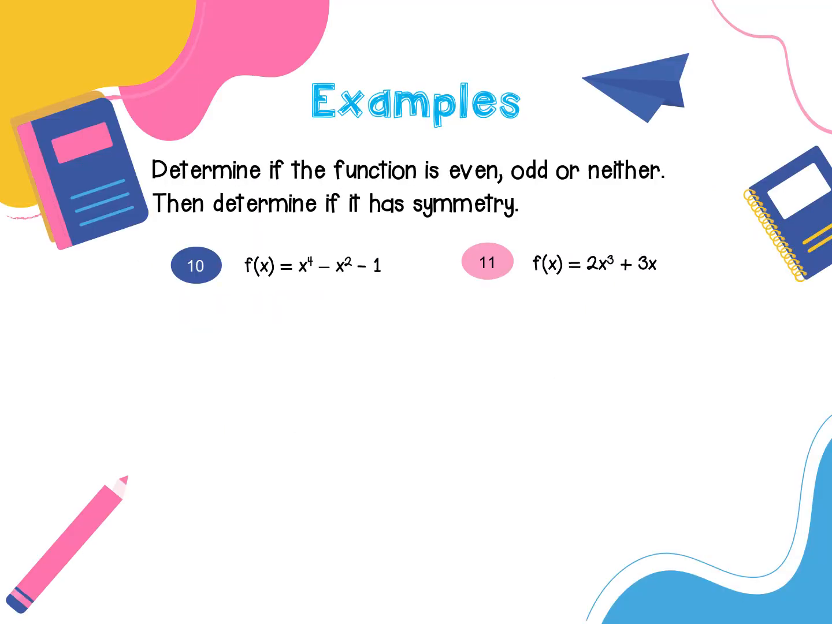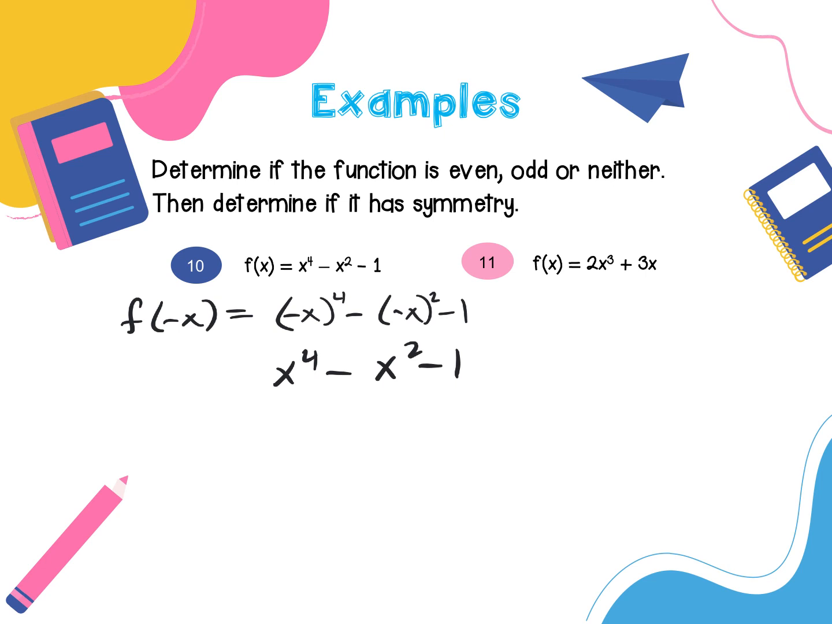All right, more. Same thing, even, odd, or neither, and then determine the symmetry. So again, I'm going to plug in a -x for every spot that I see an x. Anytime you have a negative variable raised to an even exponent, it turns positive. And this just becomes a positive x squared. And notice this went back to the original. So when it simplifies to the original, it's an even function, and it's got y-axis symmetry.